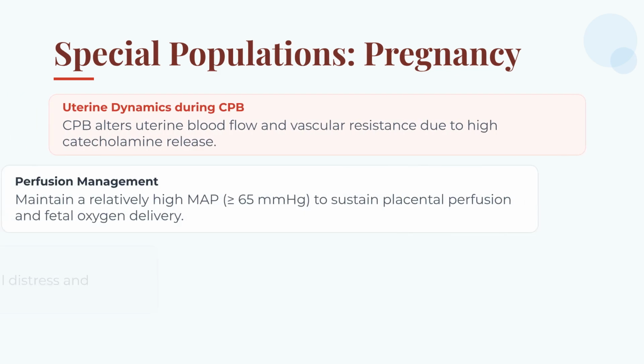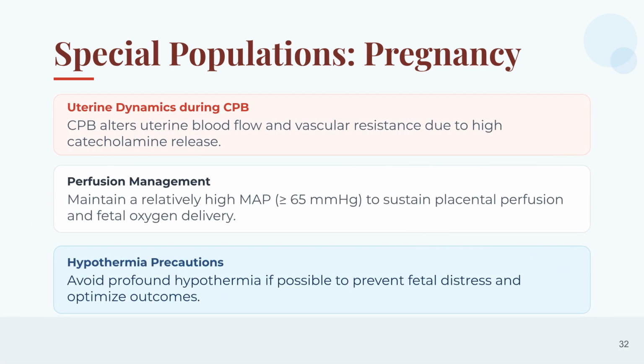Pregnancy requires special consideration during CPB. The procedure alters uterine blood flow and vascular resistance due to high catecholamine release, which can impact placental perfusion. Perfusion management in pregnant patients includes maintaining a mean arterial pressure of at least 65 millimeters of mercury to sustain fetal oxygen delivery. Profound hypothermia should be avoided to prevent fetal distress.